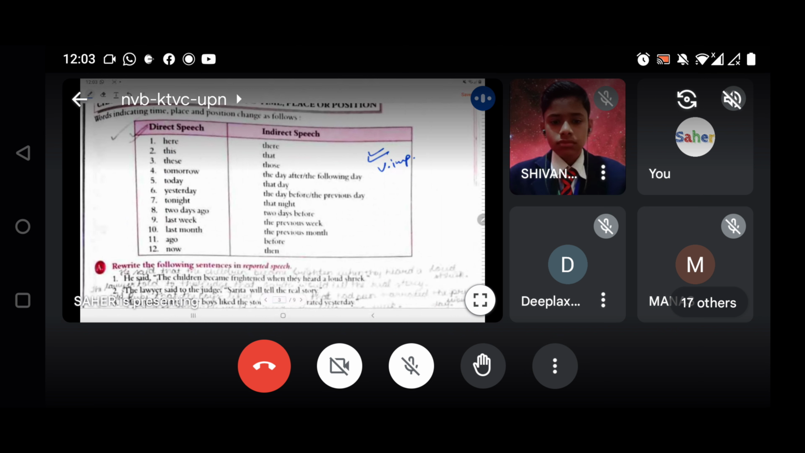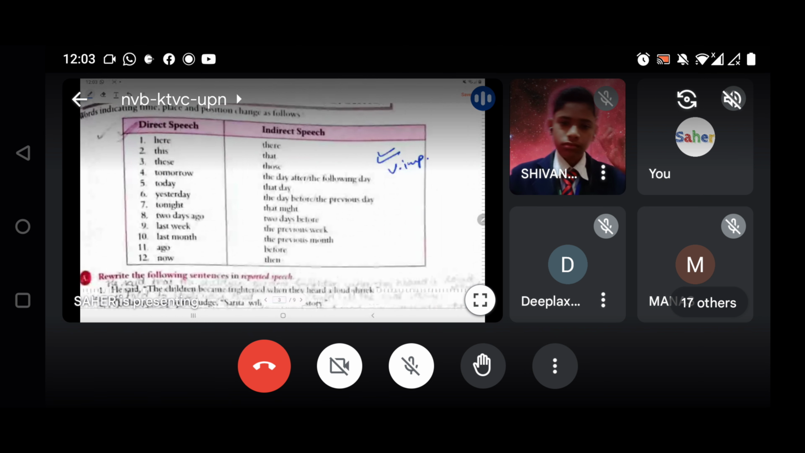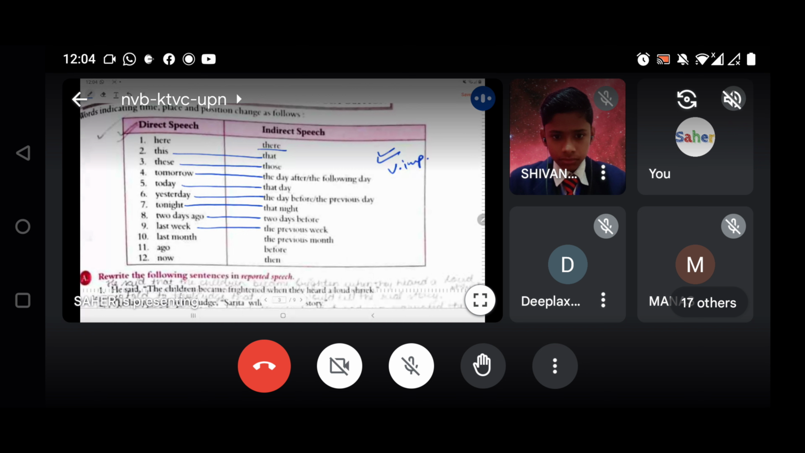While converting into indirect speech, you have to change certain words. For example, she called me here becomes she called me there. This will change into that. These will change into those. Tomorrow will change into the day after or the following day. Today will change into that day. Yesterday will change into the day before or the previous day. Tonight will change into that night. 2 days ago will change into 2 days before. Last week will change into the previous week. Last month, the previous month. Ago will change into before. Now will change into then.